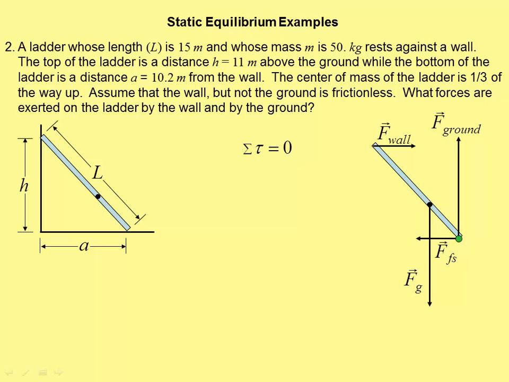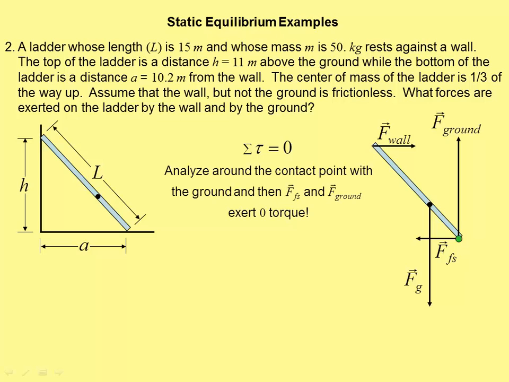So that means by making that choice, the only two torques we have left are gravity, which would be positive because it's counterclockwise, and the wall, which would be negative because it's clockwise. Since there are only two of them, they've got to balance for the net torque to be 0. And now it's just about figuring out what the torques are. Well, remember that each torque is R times F. Okay? But the question then is, what's R?